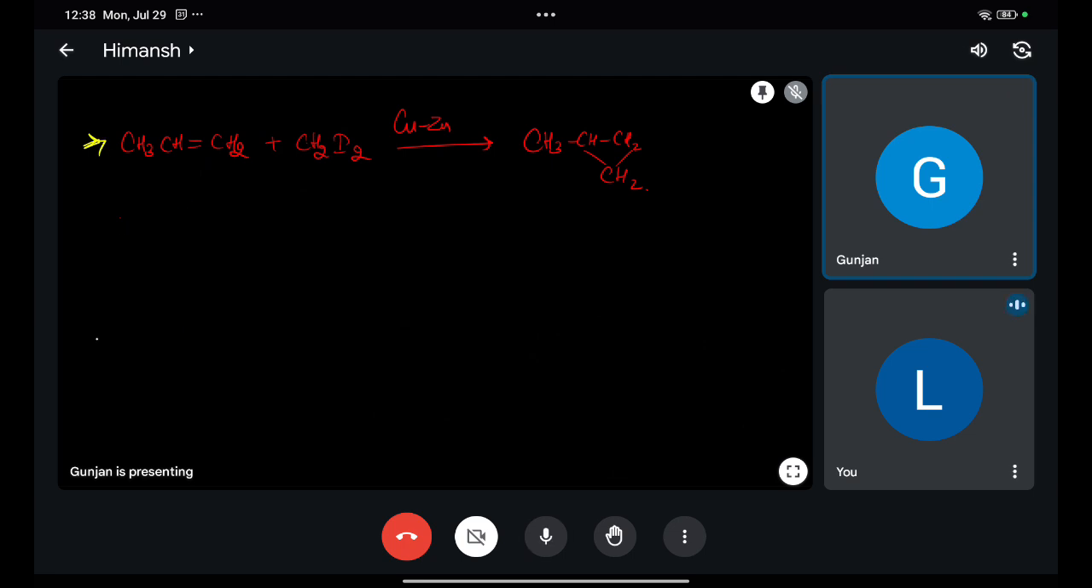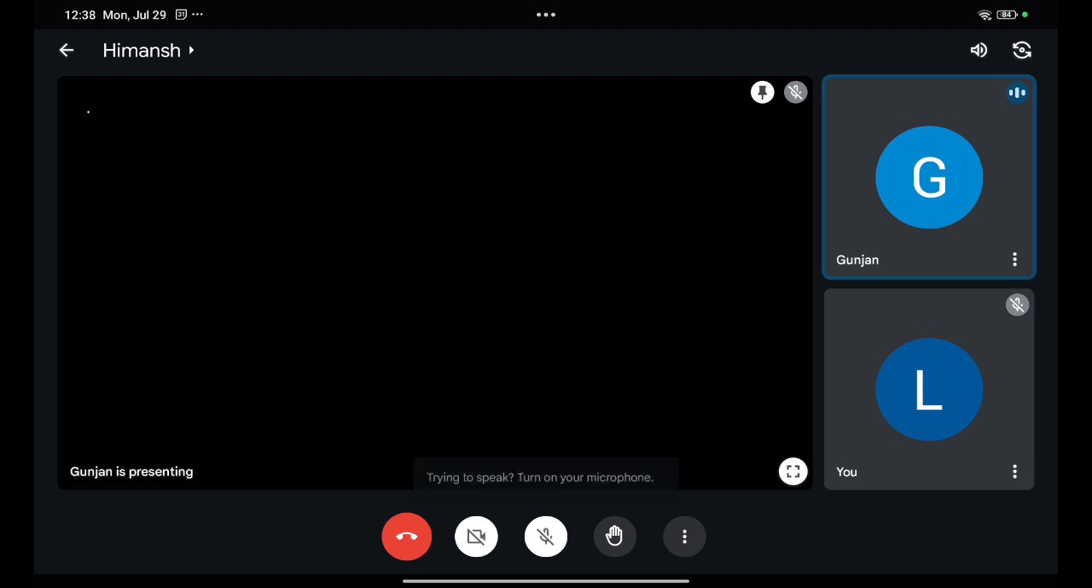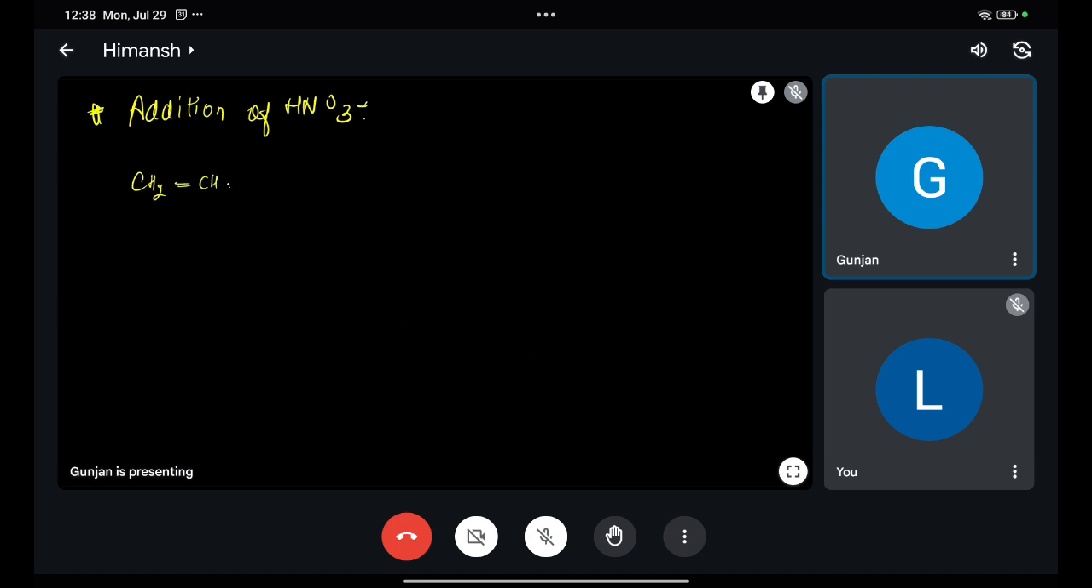Yes, ma'am, clear, ma'am. Next is addition of HNO3. In this we are having again alkene, we are adding HNO3 like this. So one is OH and another one is NO2. Out of these, one side OH will attack, another side NO2 will attack.